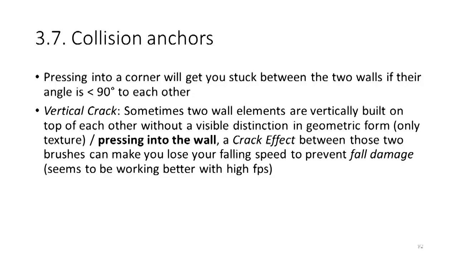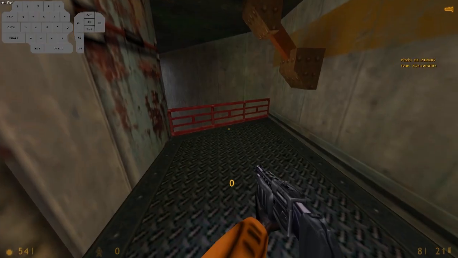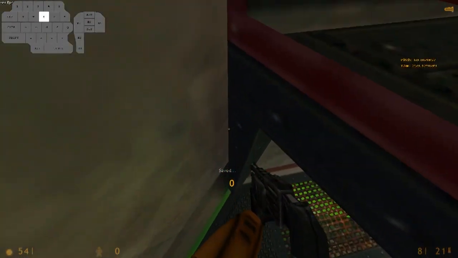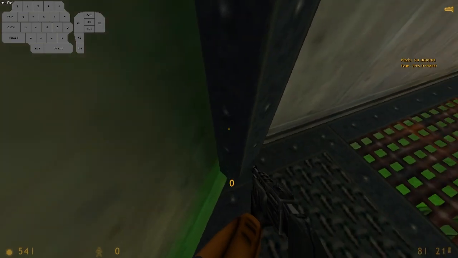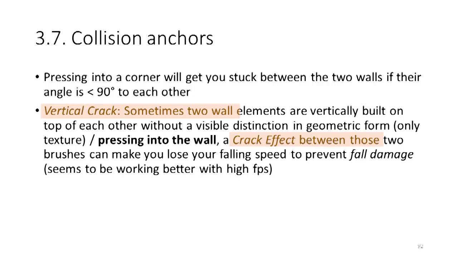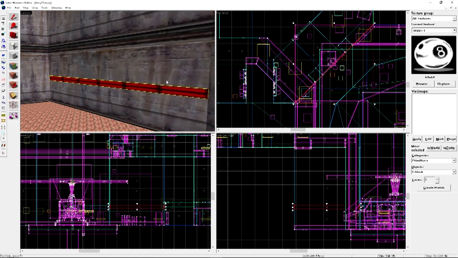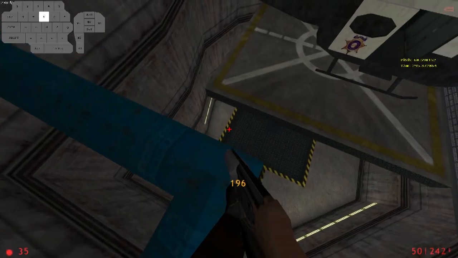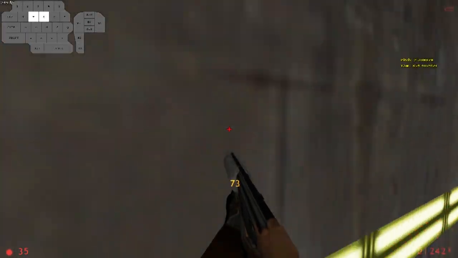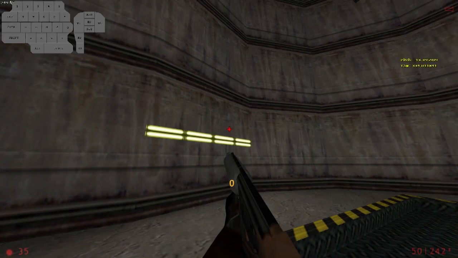Collision anchors work when pressing into a corner with an angle of less than 90 degrees. In the hunger, there is something like a vertical crack where 3 wall elements are built on each other to show different textures. At these very cracks, it is possible to get stuck and lose fall damage.